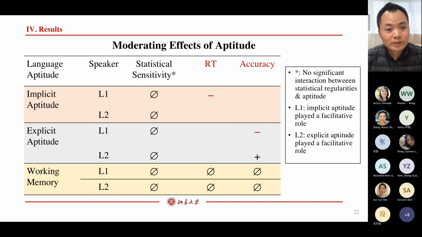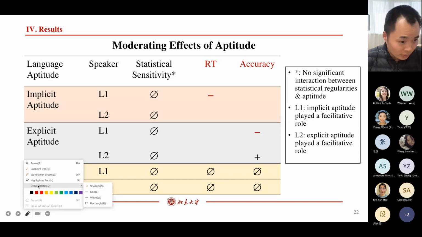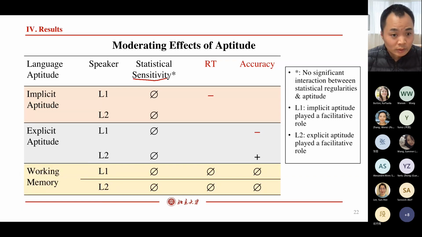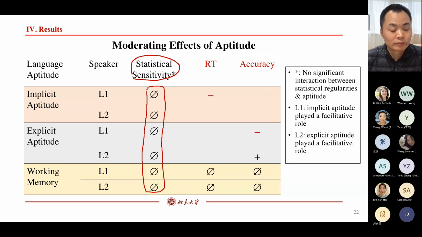Then let's revisit our second research question, which is about the moderating effects of language aptitude. I'm trying to reduce the information in this whole table, but I'm going to cover the results bit by bit. So as we can see, the first thing is that statistical sensitivity is not moderated by any of these language aptitudes.